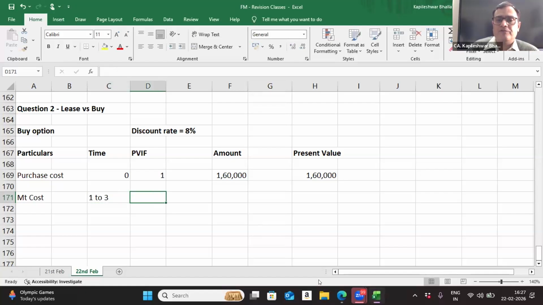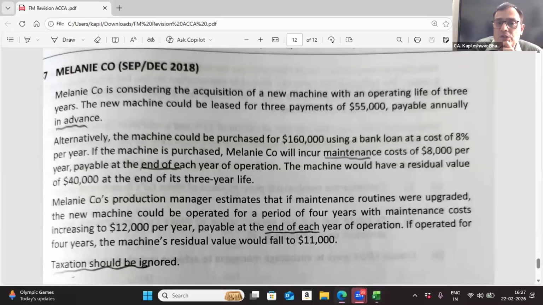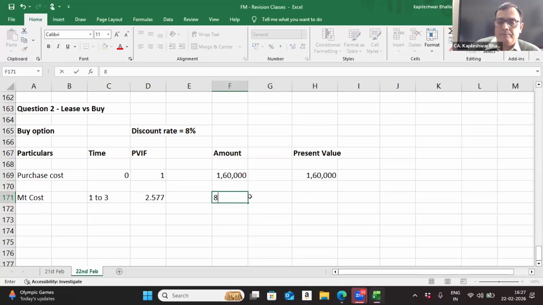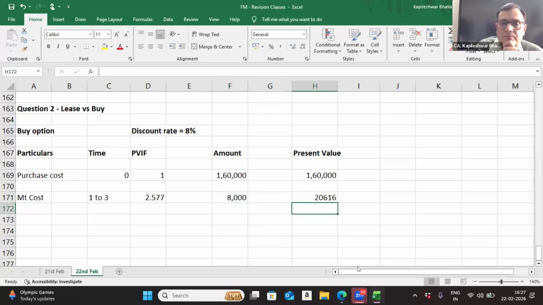And let's see the cumulative factor. So at 8%, if I look at the cumulative factor, I think it's 2.577. So the maintenance cost which we are incurring is to the extent of 8,000. And there is no tax impact. So we can take this directly 8,000. So we multiply, get the present value.